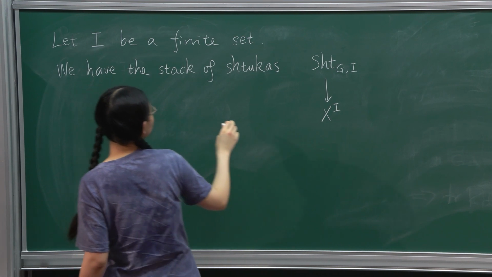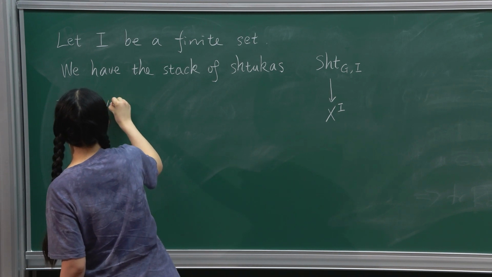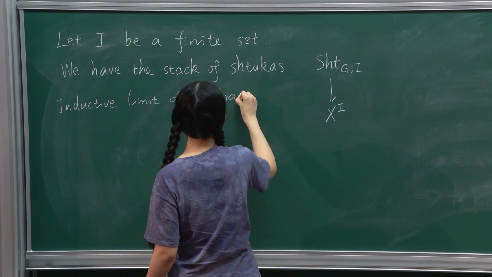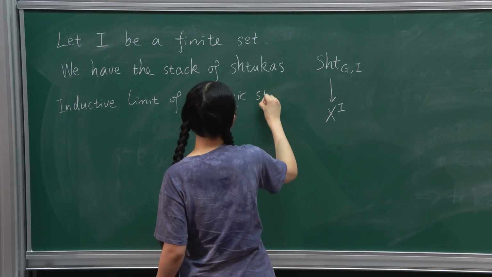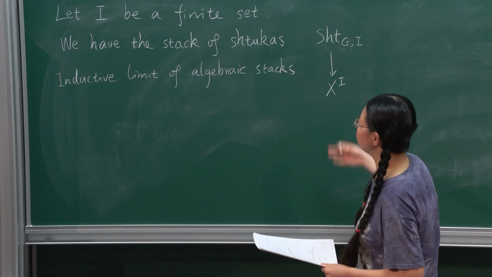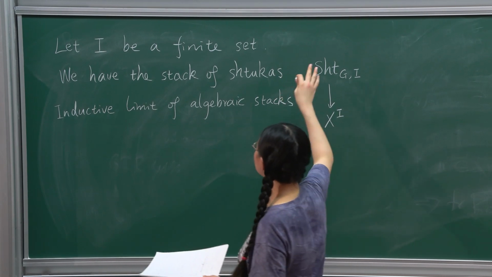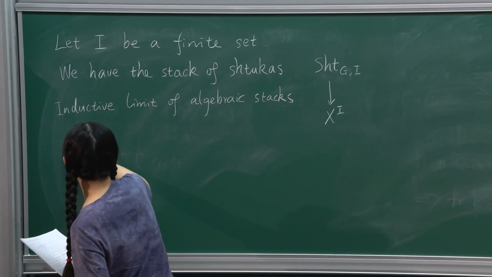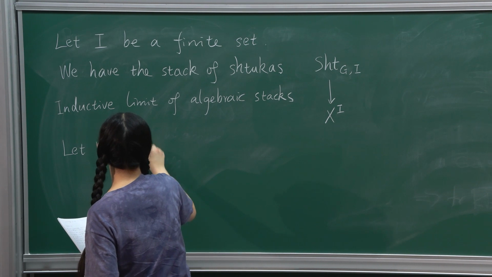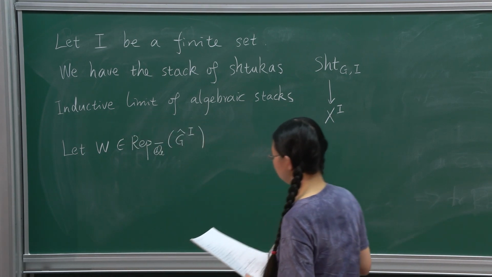So it is an inductive limit of algebraic stacks. We don't want to work with an inductive limit of algebraic stacks. We want to work on some algebraic stacks. So we need the bound. The bound is given by a representation of the dual group. So take a Q_l linear representation of I copies of the dual group.